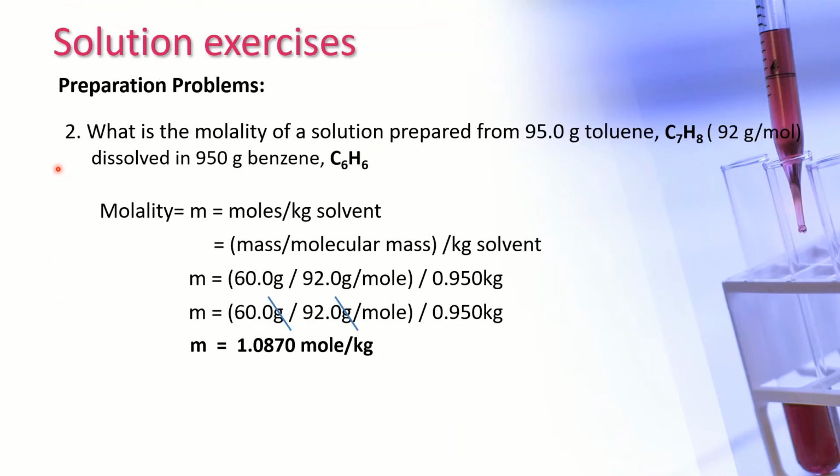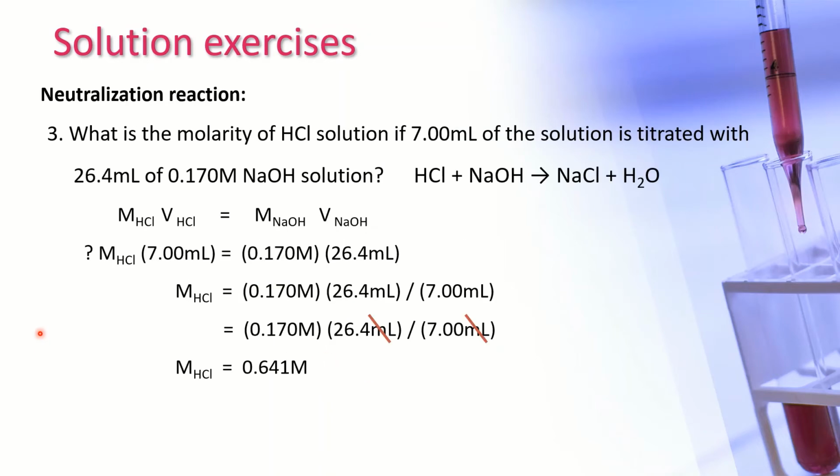Number 2. What is the molality of a solution prepared from 95 grams toluene dissolved in 950 grams benzene? Formula for molality is equal to moles over kilogram solvent. So it is equal to mass over molecular mass over kilogram solvent. So m is equal to 60 grams over 92 grams per mole over 0.950 kilogram. You cancel gram and you're left with mole per kilogram. So m is equal to 1.0870 mole per kilogram.